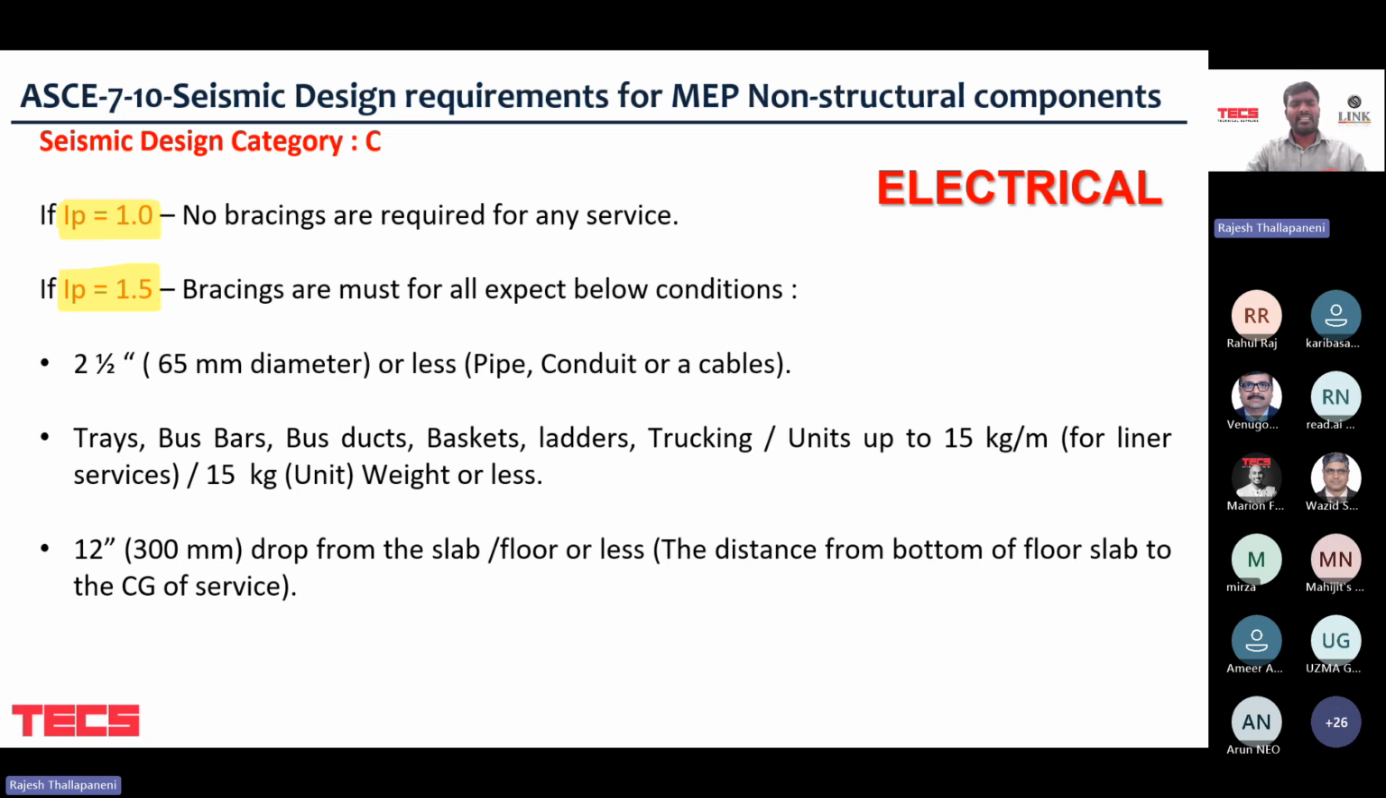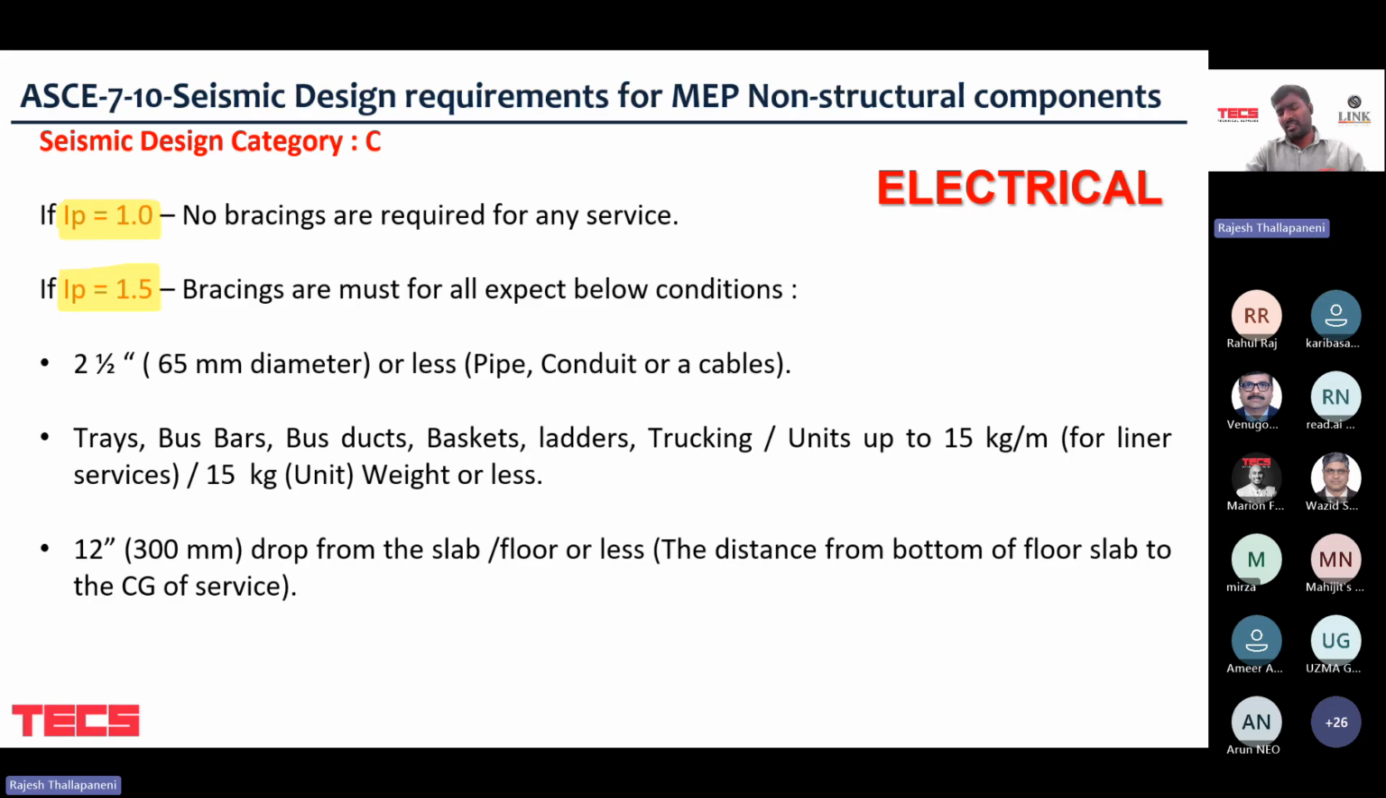Similarly for trays, bus bars, bus ducts, baskets, ladders, all these having a weight up to 15 kg for an individual unit, or light fixings which have 15 kg unit weight. If it is less than 15 kg, we can avoid seismic bracing. Anything beyond 15 kg, we must provide a seismic brace.